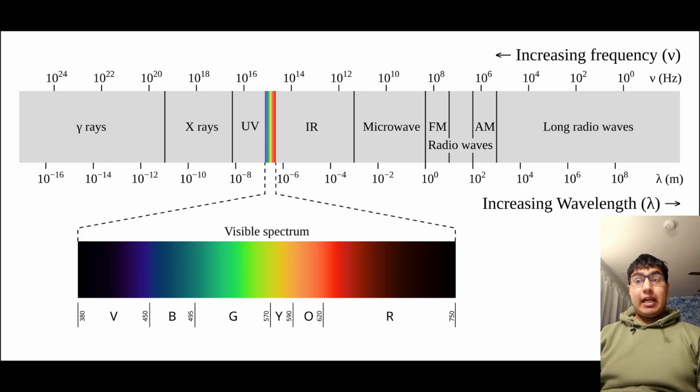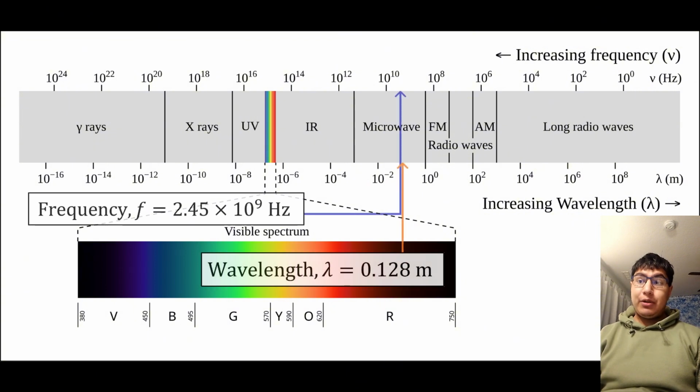Now, before we calculate the speed of light, we are going to look at the values for the frequency and wavelength of the microwave radiation and see if they fall within the expected range. The expected range for the frequency of the microwave radiation is from about 3.00 times 10 to the 8 hertz to about 3.00 times 10 to the 10 hertz, and our measured value of 2.45 times 10 to the 9 hertz falls within this range.